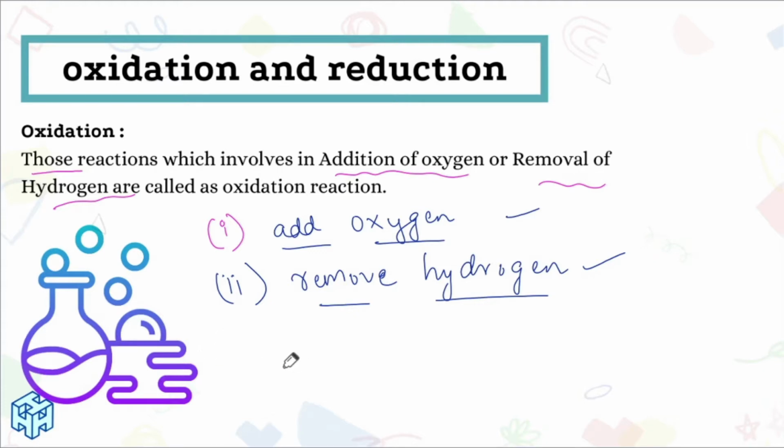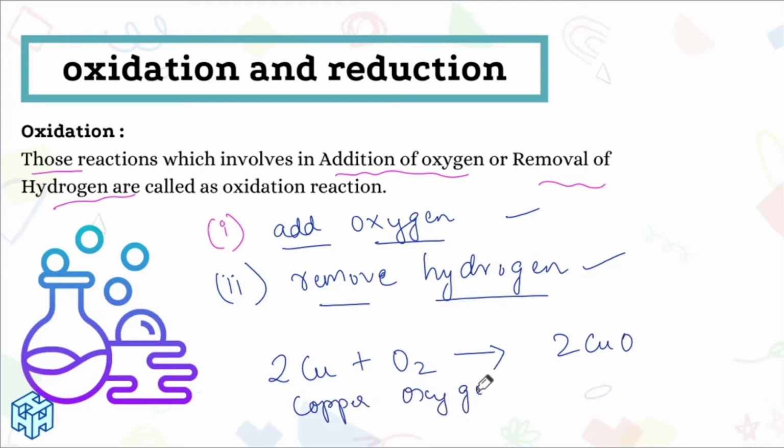Let me give you a simple example. 2Cu plus O2 gives you cupric oxide, that is copper. When burnt in the presence of oxygen, we get cupric oxide. Did you get what is happening here? What is happening in this reaction? We are adding an oxygen. Even this is called oxidation.